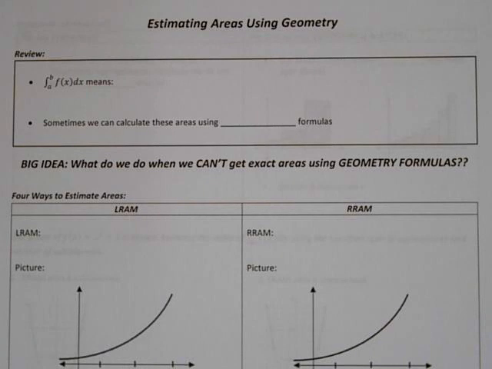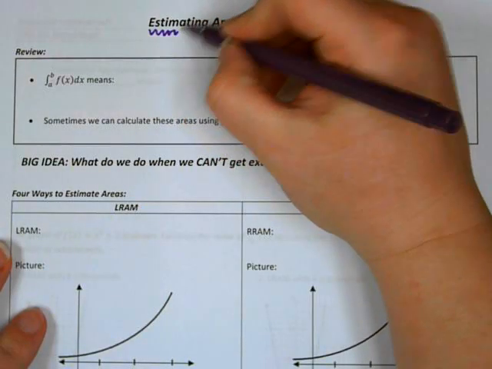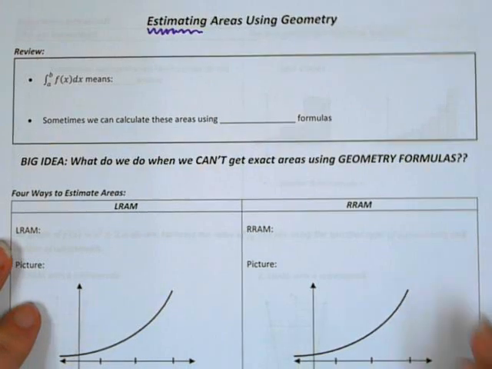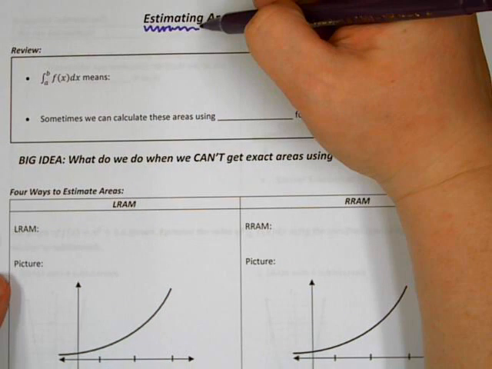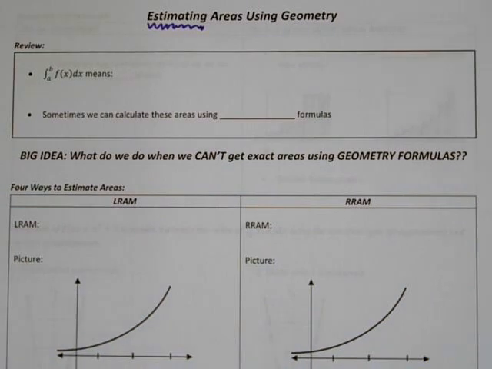Hi guys, this video is all about estimating areas using geometry. This may sound similar to what we have already been doing, but it's just a one-word difference actually. This time we're going to talk about estimating these areas using geometry. Everything that we have done so far, we've been able to make an exact triangle or rectangle or trapezoid or semicircle and find the exact area.